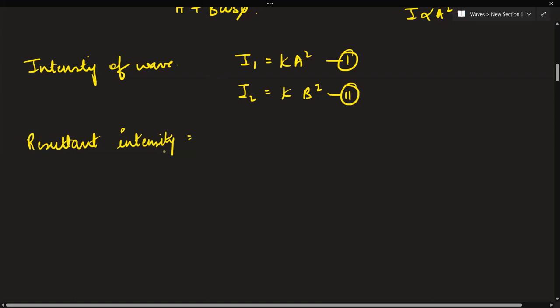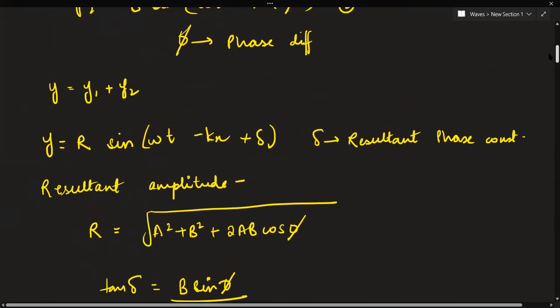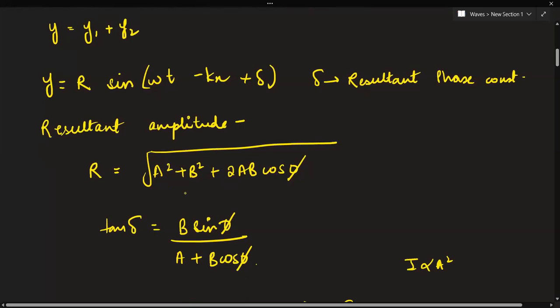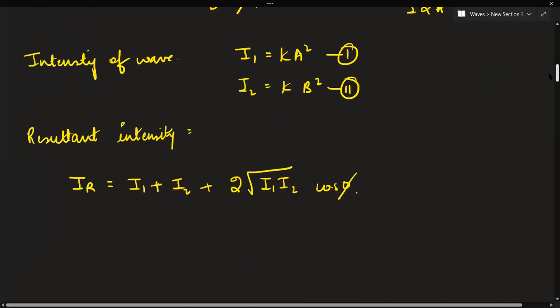Now see, the resultant intensity's formula is a bit different. It is not just similar to the parallelogram law. The resultant intensity is given by I1 plus I2, not squared and with no power half or square root over here, plus 2 under root I1 I2 cos phi. So this is similar to it, but not exactly the same. The resultant amplitude is very similar to the parallelogram law because we use that only. This is the final formula for resultant intensity. If the intensities are identical, then you should simply equate I1 equal to I2.